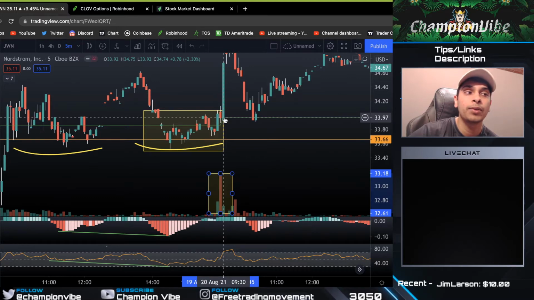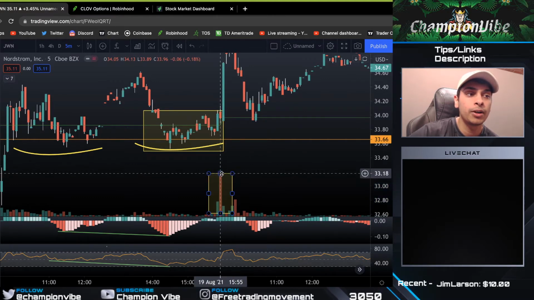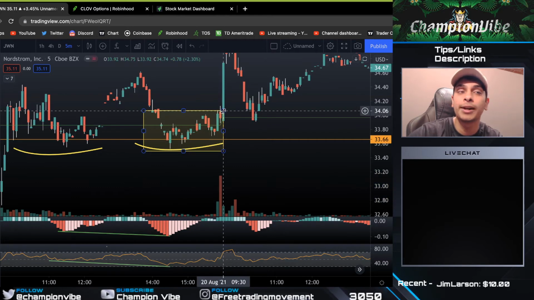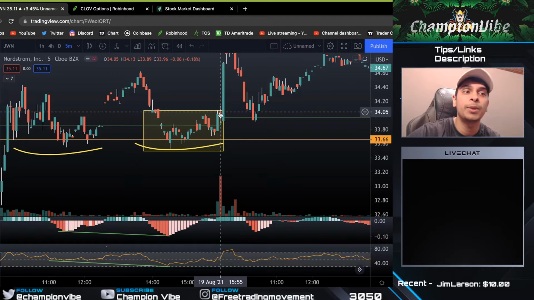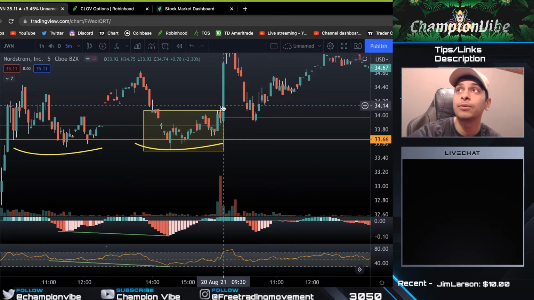And if you notice one thing, this volume bar over here came in on the candle before the price went up. That's very important here. It's not like the volume came in and the price went up and then you have to chase it. The volume actually came in before that. The volume came in on this little candle.